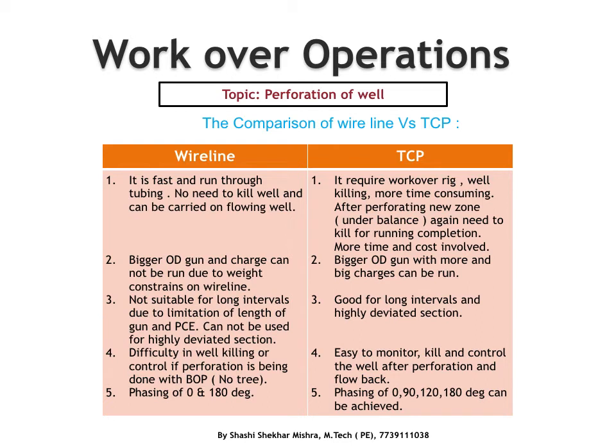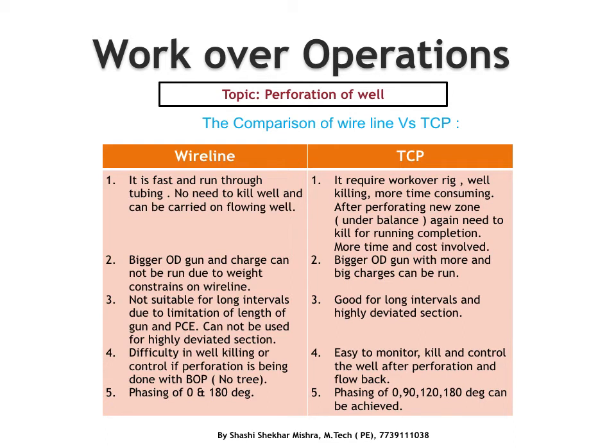In wireline we can have only phasing of 0 and 180 degrees, but in TCP we can achieve phasing of 0, 90, 120, whatever phase we want, because it has the bigger OD.